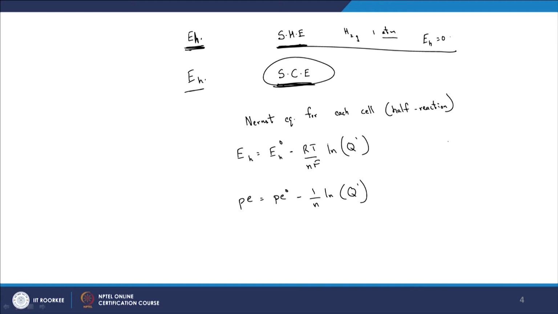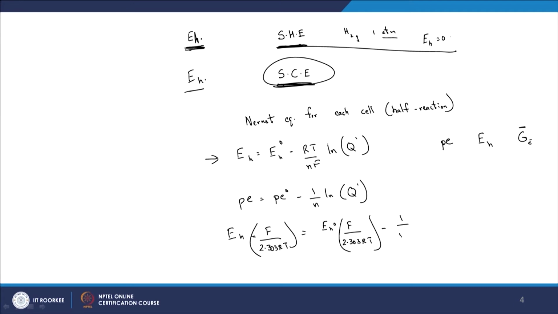And again, earlier we looked at the relationships between PE, EH and molar Gibbs energies of the electrons in the last session. Looking at the same principle, if I manipulate the first equation, EH into F by 2.303 RT will be equal to EH naught into F by 2.303 RT minus 1 by n log Q dash. It should not be the natural logarithm here, it is log.